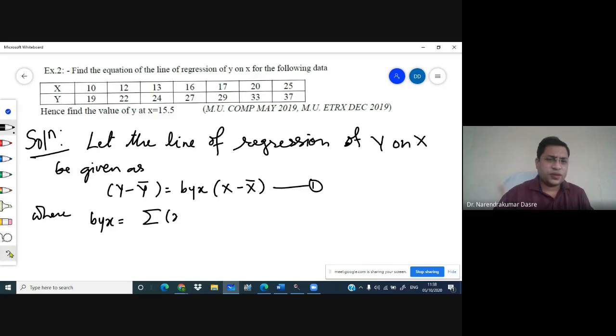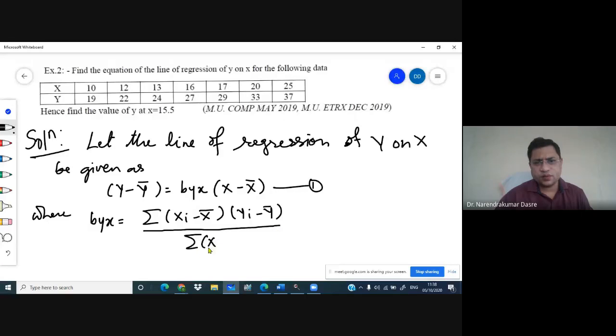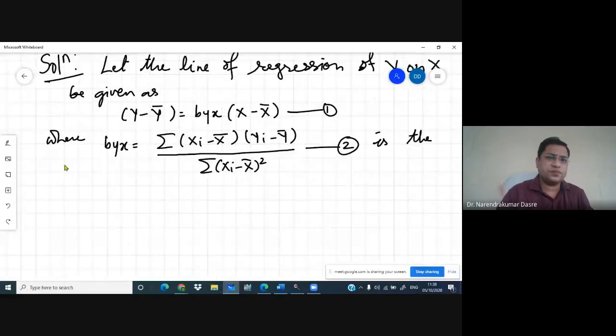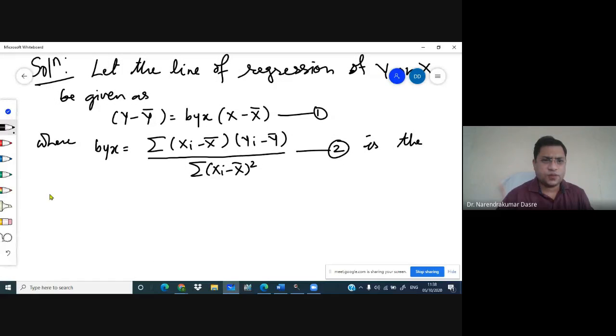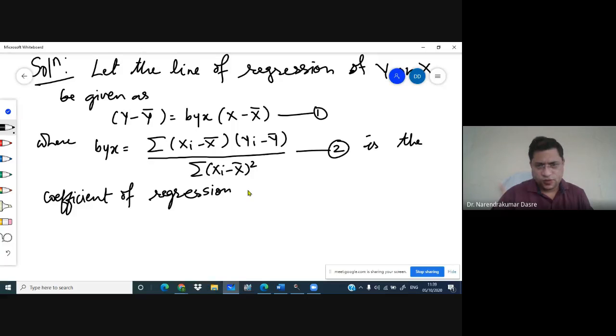summation xi minus x bar into yi minus y bar, upon summation xi minus x bar bracket square. So this is the coefficient of regression of y. Okay, so that's what we have.